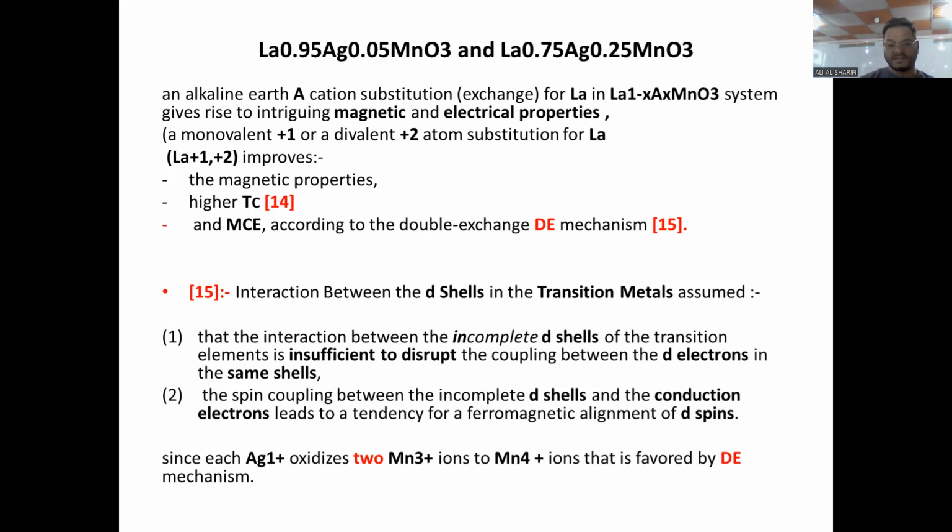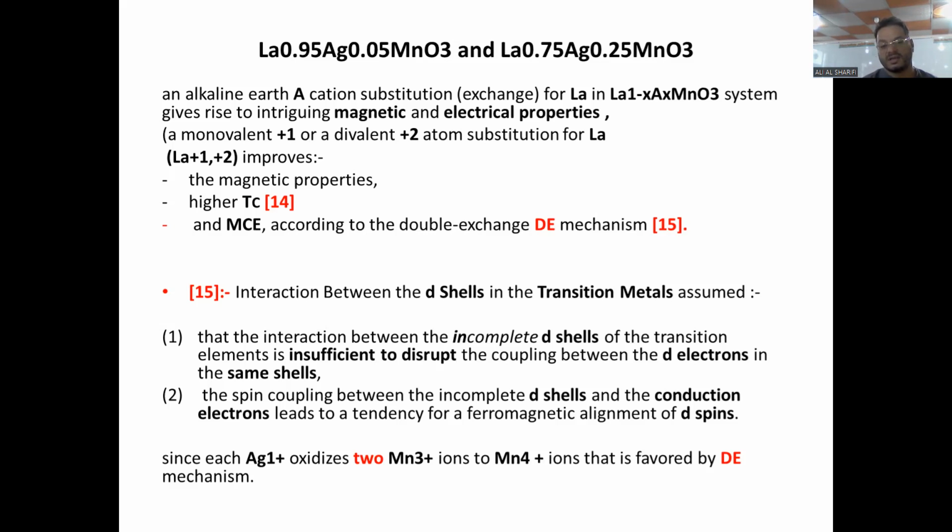The spin coupling between the incomplete d shells and the conduction electrons leads to what? It leads to a tendency for ferromagnetic alignment of the spins. Here, the last line is very important.